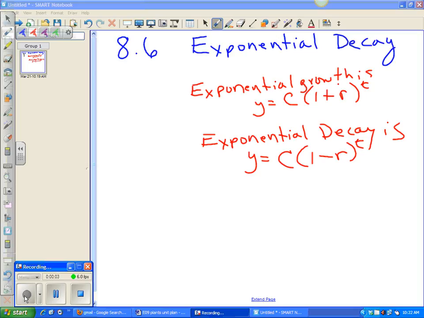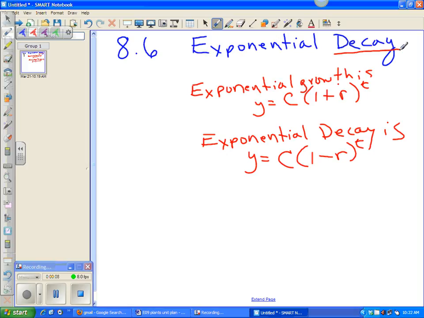Okay, 8.6 is exponential decay, which means lessening, how fast it becomes less. That's what decay is. Let me remind you from the previous unit that exponential growth is y equals c times (1 plus r) raised to the t, or the time. Exponential decay is slightly different, and you need to recognize that y equals c times (1 minus r), and that's the big difference between decay and growth.